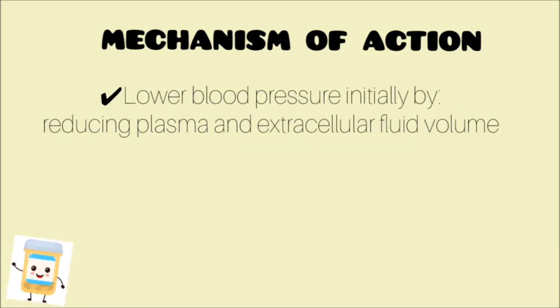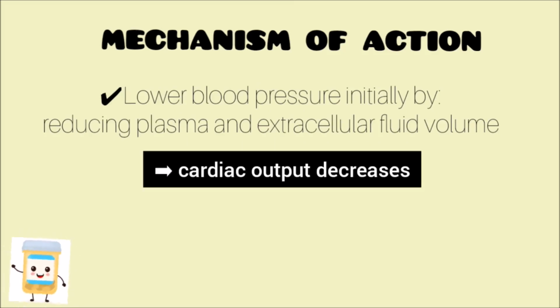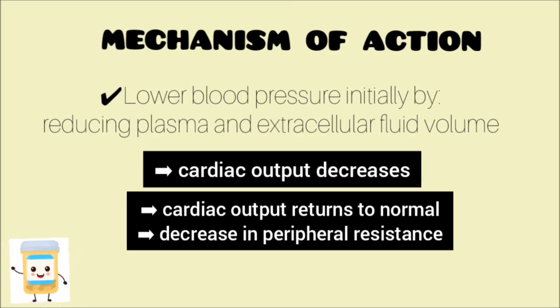I also lower blood pressure initially by reducing plasma and extracellular fluid volume. Cardiac output also decreases, explaining my antihypertensive action. Eventually, cardiac output returns to normal with an accompanying decrease in peripheral resistance. My mode of action does not involve carbonic anhydrase inhibition.